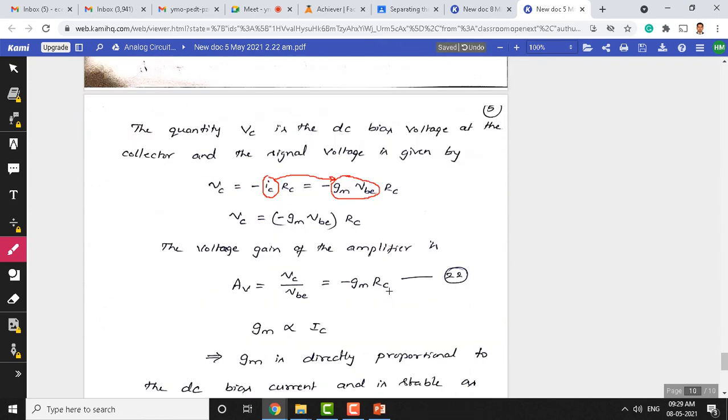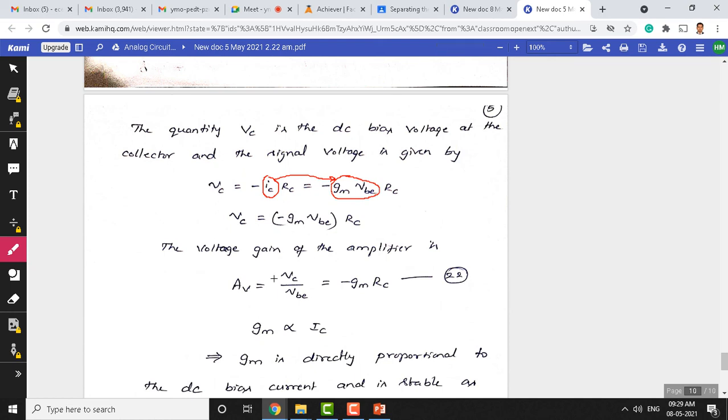Now if you simplify further, this can be written as vc is equal to minus gm times vbe into RC. The negative sign indicates that the output signal voltage is 180 degrees out of phase with respect to the input base emitter voltage. That's what the negative sign shows here.